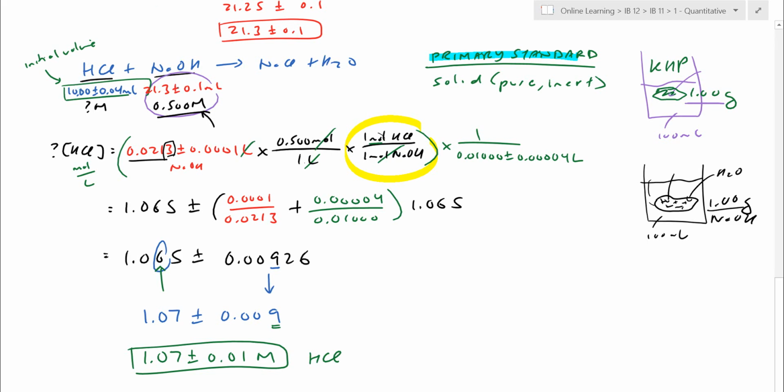We use NaOH here for titration. That's fine. I would have had to find this number by doing, let's use KHP, which is a better standard. Let's first find the NaOH. Once I know the NaOH, then you can use that to find whatever HCl that you need.